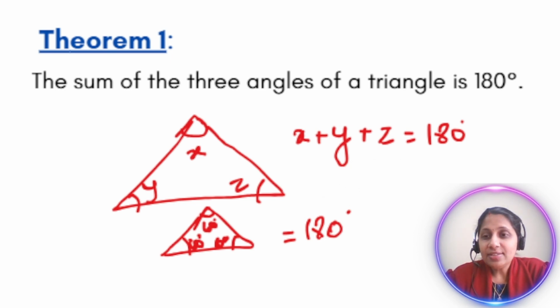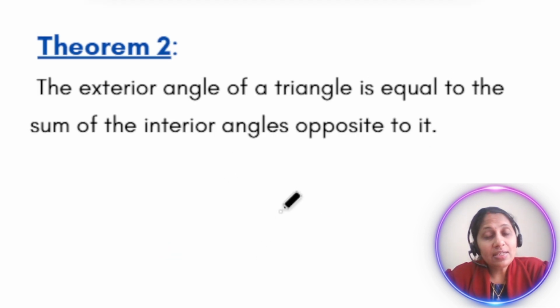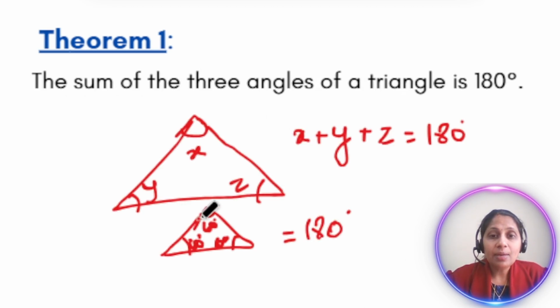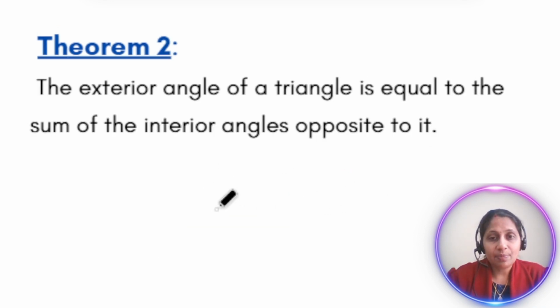Right? Next one is the exterior angle sum property. The one before, where the three interior angles add up to 180 degrees, is the interior angle sum property, because the angles are inside and we are adding up all of them. So that is the interior angle sum property. Next one is the exterior angle sum property.